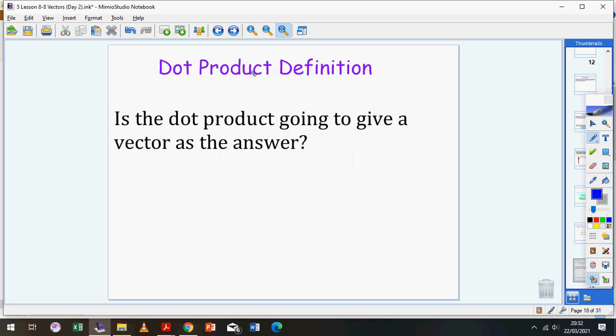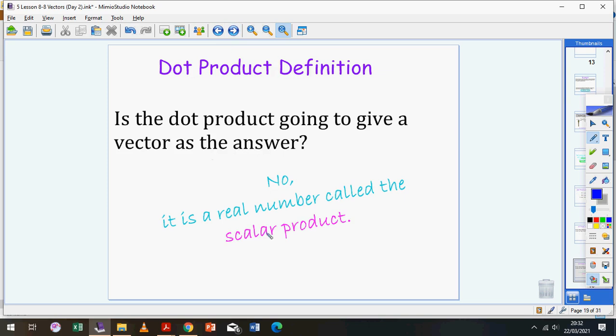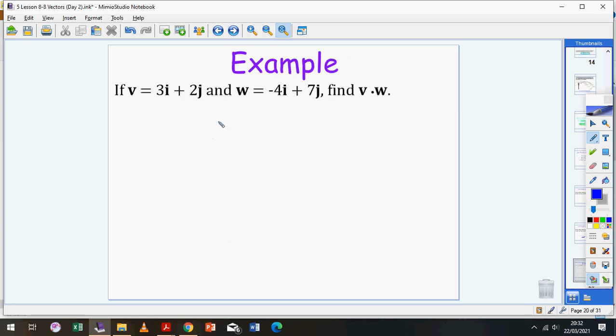Is it going to give a vector as an answer? We've just been talking about this. No, it gives a real number, and that number is also known as the scalar product of two vectors. Example is here. Find v dot w. So v dot w will be, remember, multiply the i components, so 3 times -4, plus the product of the j components, which is 2 times 7, which gives you -12 plus 14, which is +2. That is the dot product of v and w.